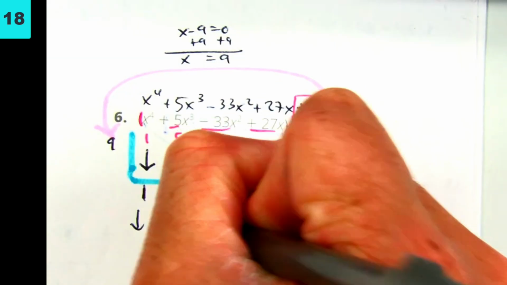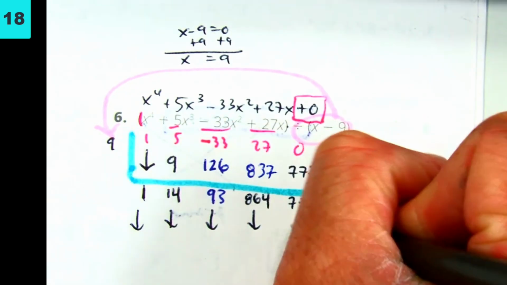Alright, with your partner now, take 20 seconds. Tell me what goes underneath the arrows. Ready, set, go.